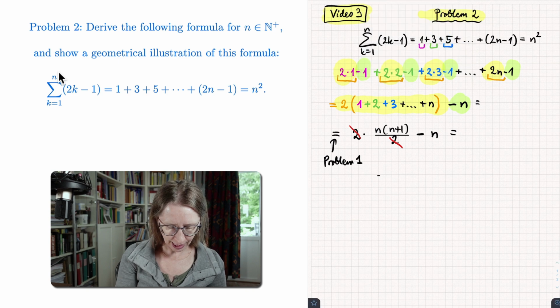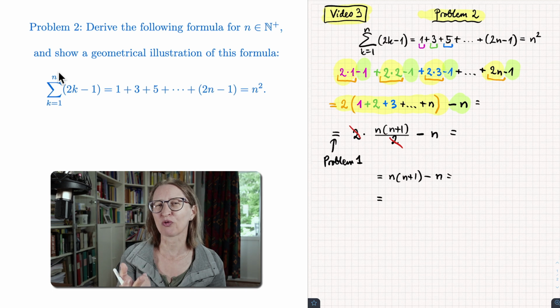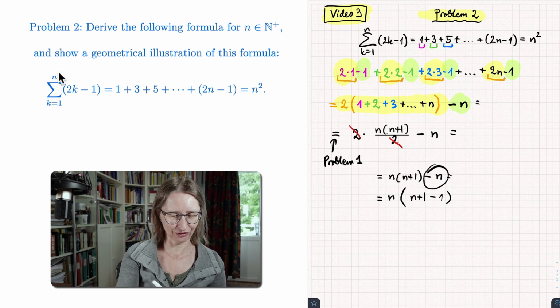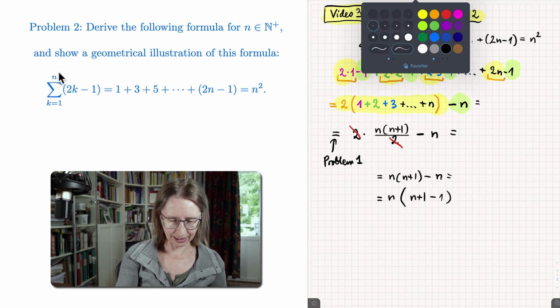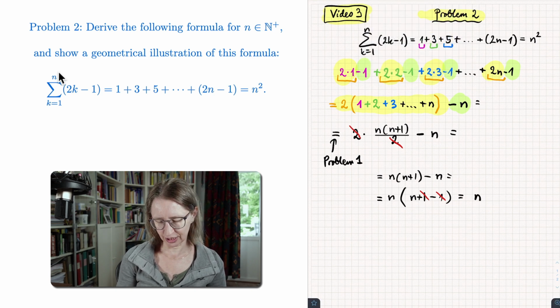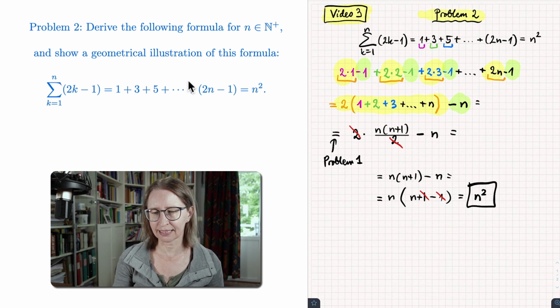So altogether I have n times n plus 1 minus n, and now I see that I have the factor n in both terms, so I can factor it out, and in my parentheses I will have n plus 1 from the first term and just minus 1 from the second term. And you see I have cancellation again here, and altogether I will end up with n times n, which is n squared. It is exactly what I promised you that it would be.